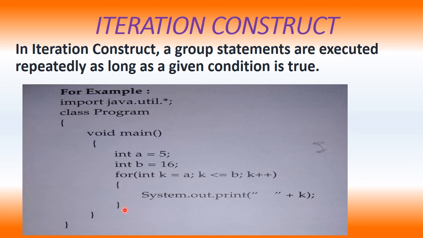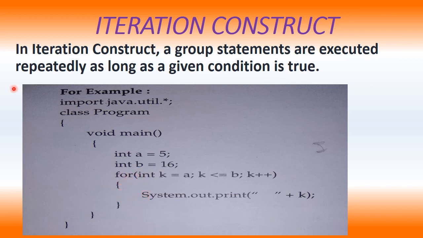So what is given in the for block? There is a printing statement, system.out.print. It will print the value of k. First time it is 5, then after increment it will print 6, then next time 7, 8, 9, 10, 11, 12, 13, 14, 15 and 16. After that also k will increase, but the condition will not be satisfied, so it will print 5 to 16. So till the condition is true, it will execute that part of the iteration block.